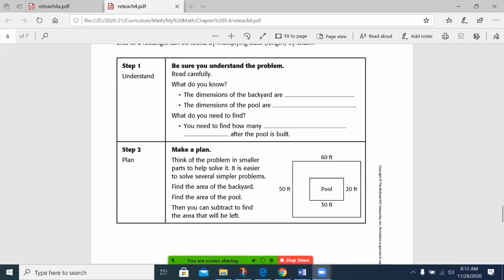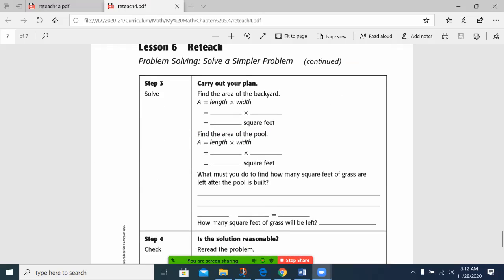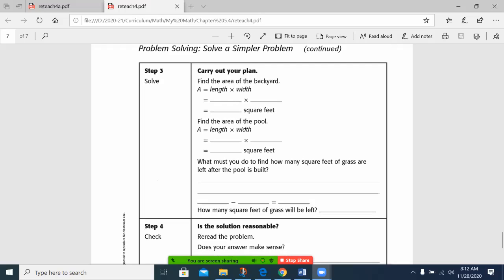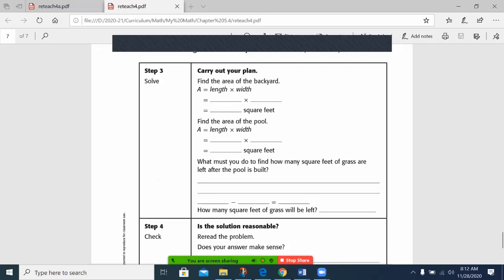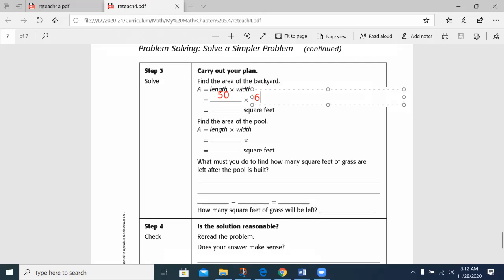And we remember that we have 50 times 60 and 30 times 20. Go to my annotation tool. And area is always length times width. And that 5 times 6 is 30, and there are 2 more zeros, so it's 3,000 square feet. Pool is 30 times 20. We multiply 3 times 2 is 6, and there are 2 zeros, so it's 600 square feet.